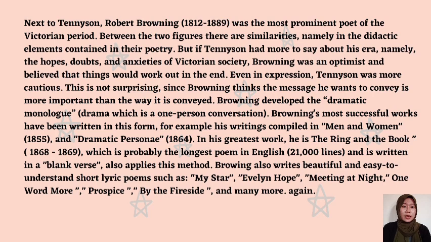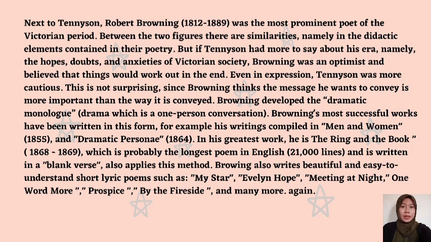Even in expression, Tennyson was more cautious. This is not surprising since Browning thinks the message he wants to convey is more important than the way it is conveyed. Browning developed the dramatic monologue, which is a one-person conversation. Browning's most successful works have been written in this form. For example, his writings compiled in Men and Women, 1855, and Dramatis Personae, 1864.